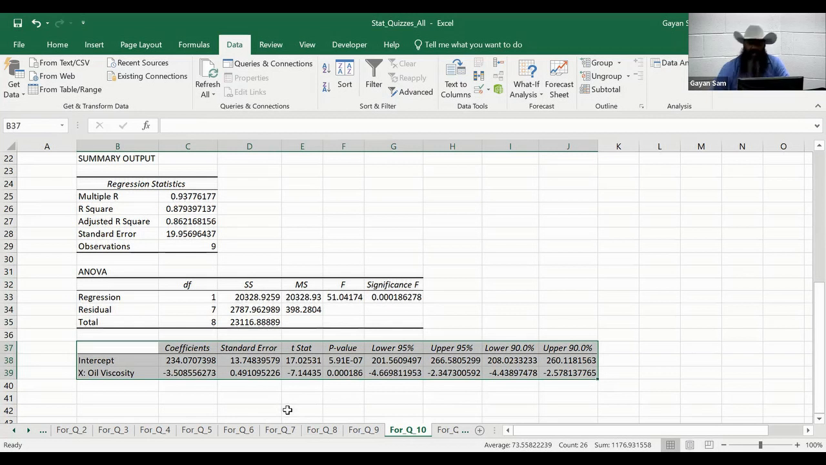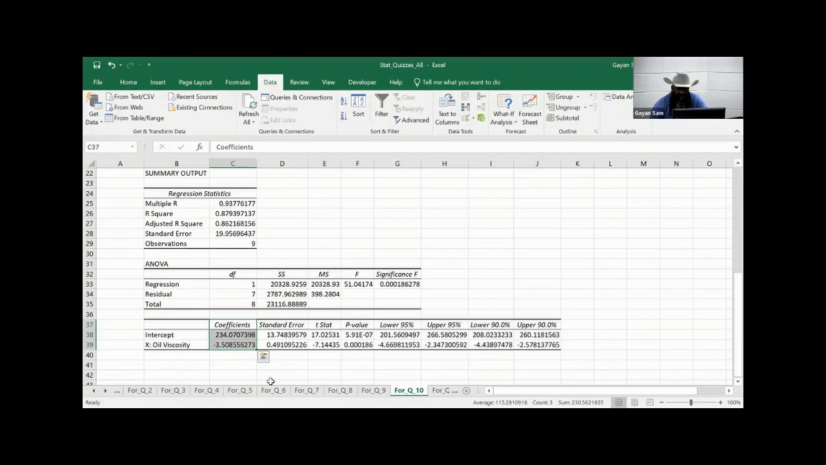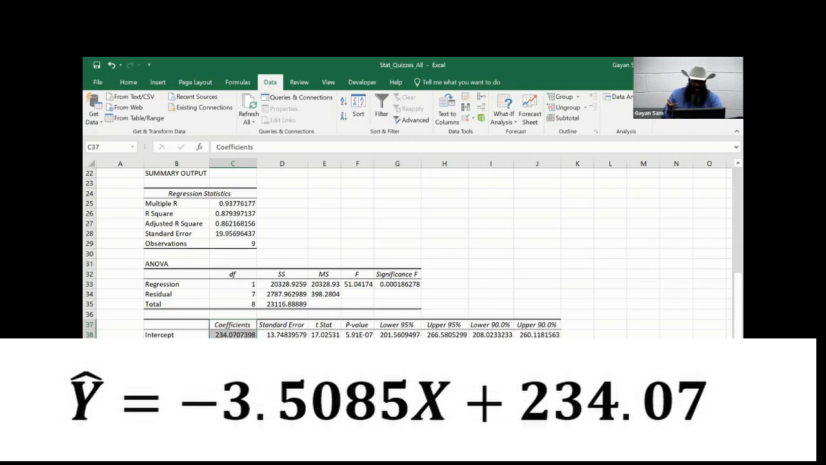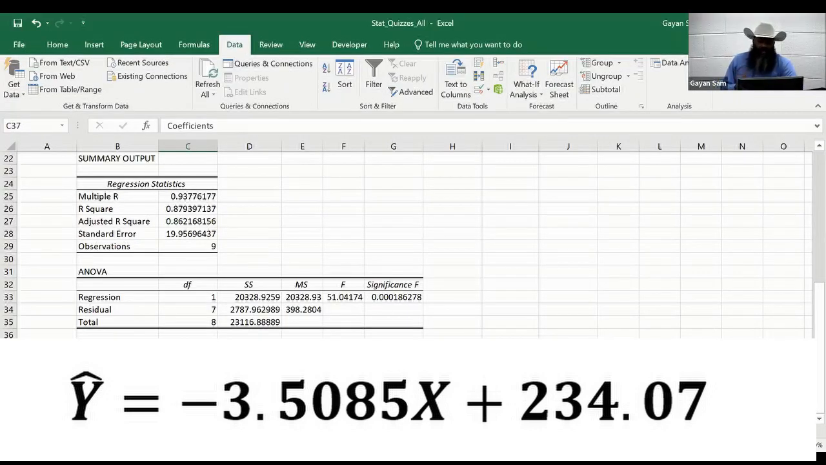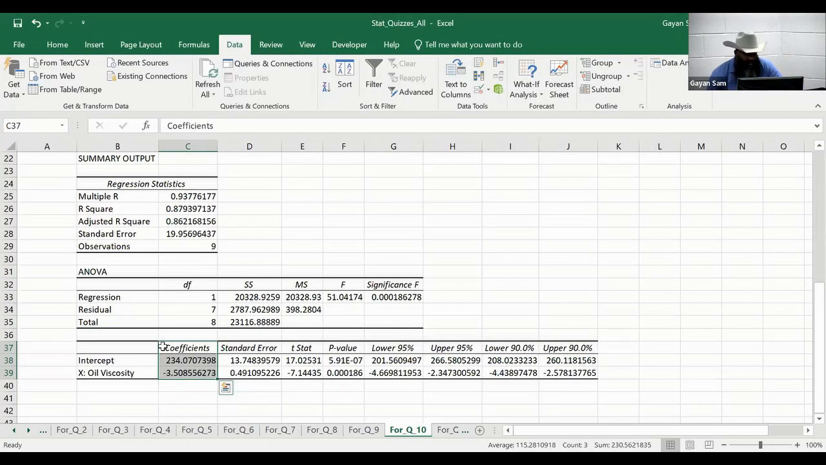This third table is important. It gives us the equation in the first column, because the y-intercept is 234.07. And then with x, the coefficient is negative 3.508. That means if I need to write down the equation, I can write this as y equals negative 3.5085x plus 234.07. And then we have standard error. Just ignore that second line.